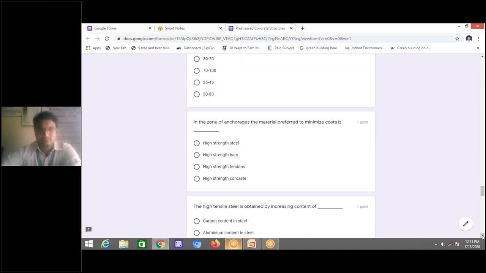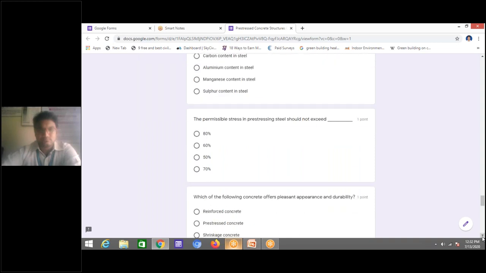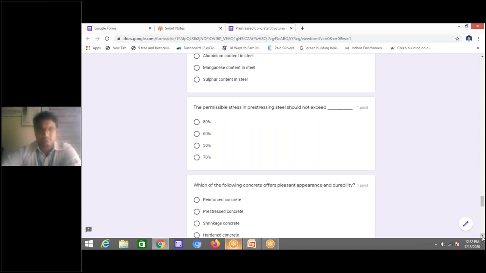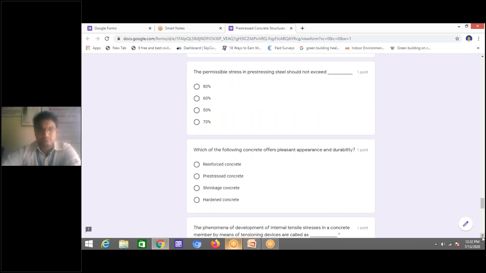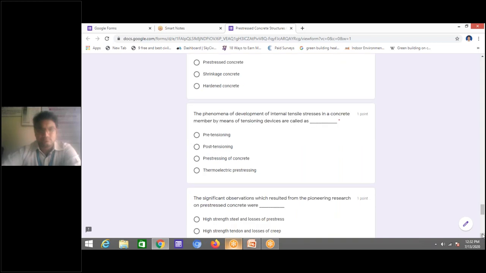In the zone of anchorages, the material preferred to minimize cost is. The high tensile steel is obtained by increasing content of which chemical composition leads to increased steel tensile strength. Is it carbon or aluminium or manganese or sulfur? The permissible stress in pre-stressing steel should not exceed. Which of the following concrete offers pleasant appearance and durability? The phenomenon of development of internal tensile stresses in a concrete member by means of tensioning devices is called as what?